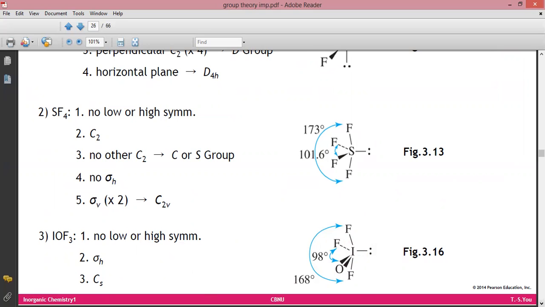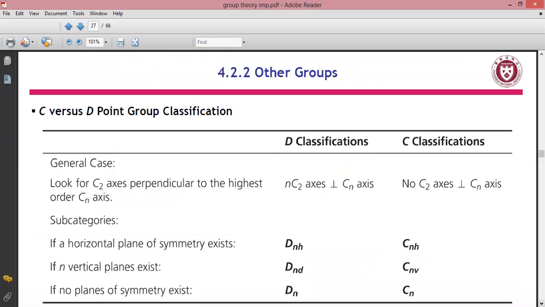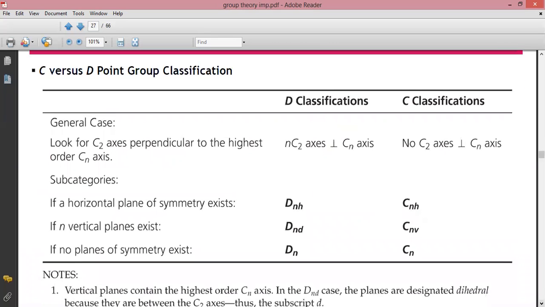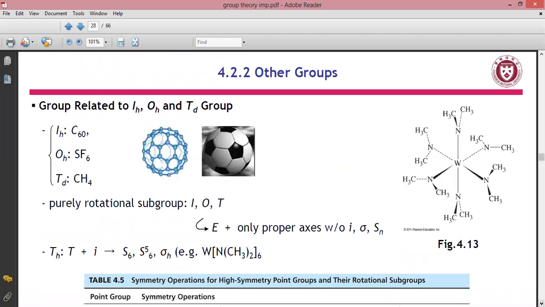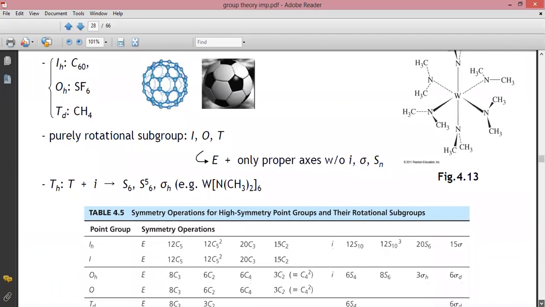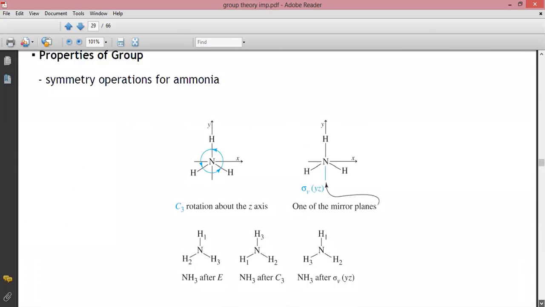Okay, let's go to 6. There are a number of other example cases. Look, is there a C2 axis perpendicular to the highest order axis? Is there a C2 axis perpendicular to the Cn axis? No C2 axis perpendicular to the Cn axis means C classification, otherwise D classification: Dnh, Dnd. I have discussed in detail how to assign the point group. There are other examples, but I'm not going through these.